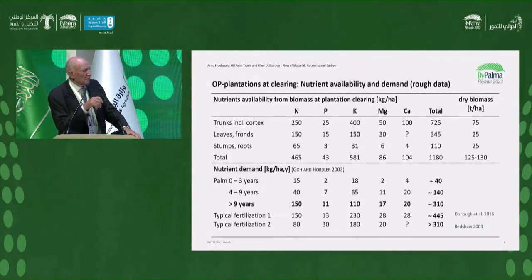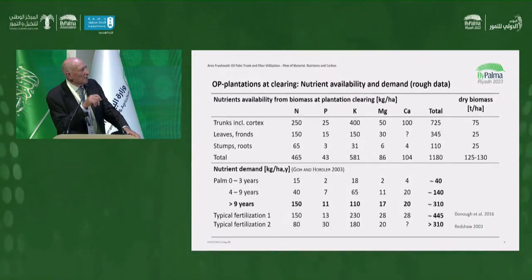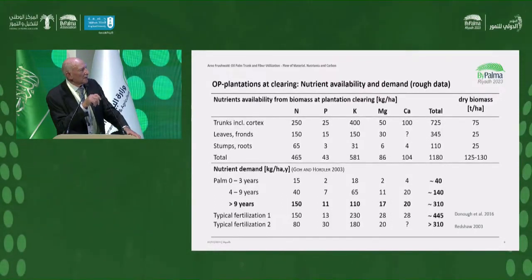So just a few figures. I don't talk about all the figures. If you see more to the right side, the very last, the second column, total, you see what is in the availability at the time of clearing. It's 1,100 kilograms of nutrient on a hectare.